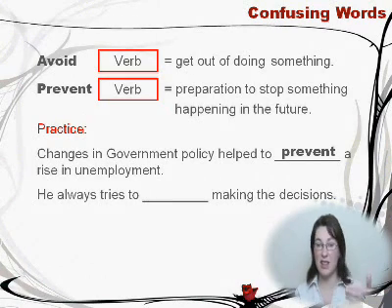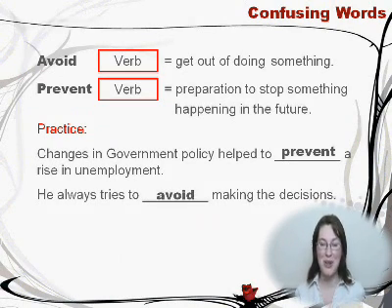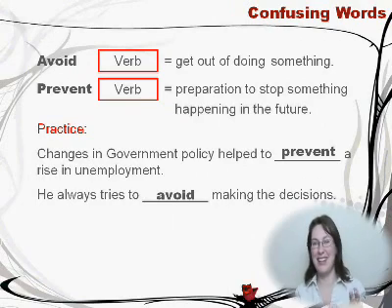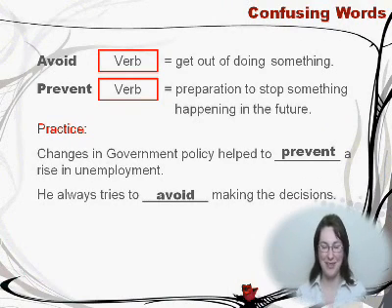So they're trying to fix that problem of unemployment and they do something in preparation. Next one, he always tries to avoid making the decisions, which means he really doesn't like making decisions. So he wants other people to do that job. So he tries to find ways to avoid making the decisions. So it's not his responsibility.